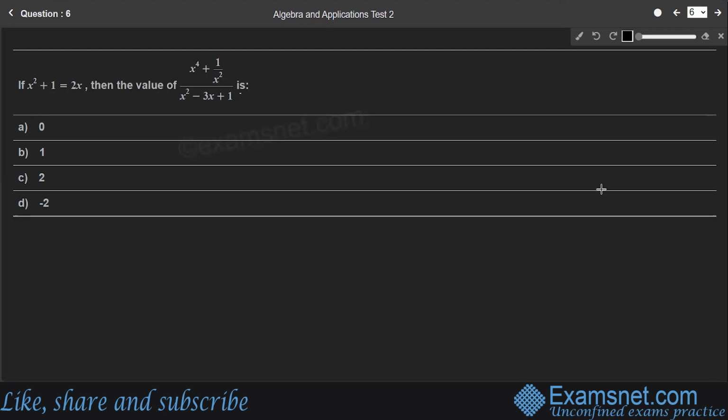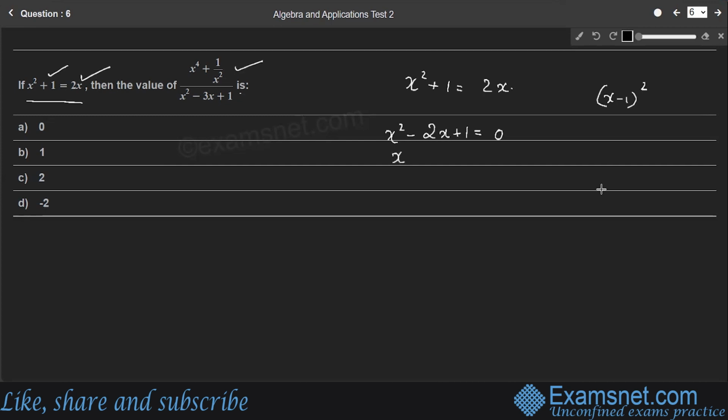Question number 6. If x square plus 1 is equal to 2x, then value of x raised to 4 plus 1 by x square whole divided by x square minus 3x plus 1 is. So let us find the value of x first using the relation x square plus 1 is equal to 2x, right? So x square plus 1 is equal to 2x. Therefore, x square minus 2x plus 1 becomes 0, a quadratic equation, right? So, which is in the form of x minus 1 the whole square, right?